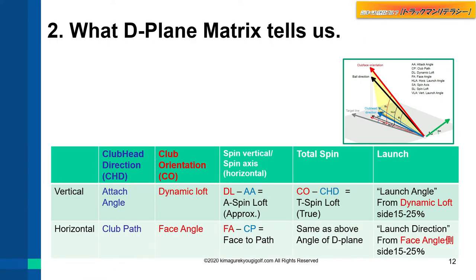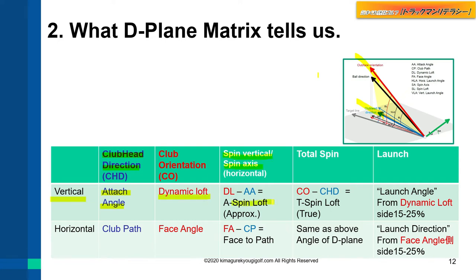Here is the D-Plane matrix, which is a summary of the components of D-Plane. The blue arrow here is called club head direction, which is the direction of the movement of the geometric center of the club head at impact. The vertical component of it is called attack angle. And this red arrow, the vertical component is called dynamic loft.